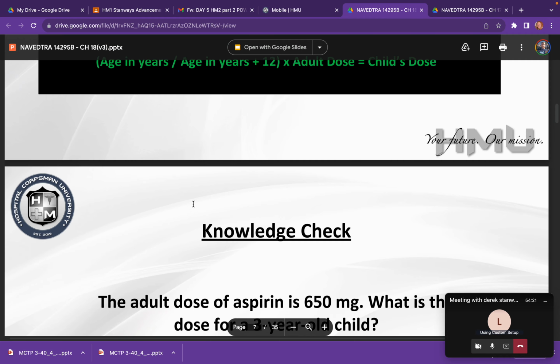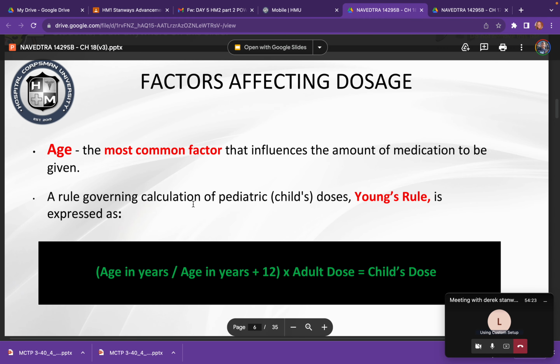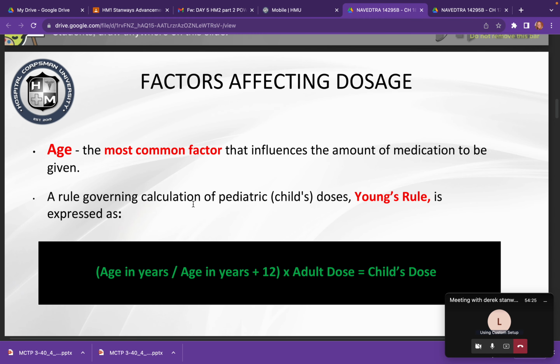The big one you need to know for the test, I'm telling you right now, is what is the most common factor influencing amount of meds. And just know that's going to be age, right? Not the weight, the age.